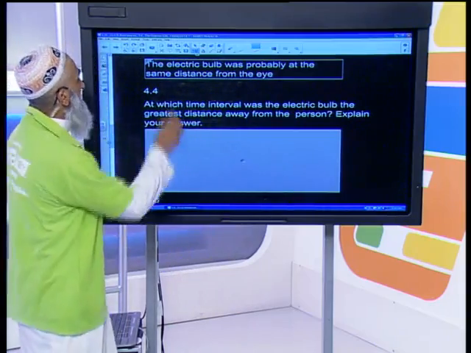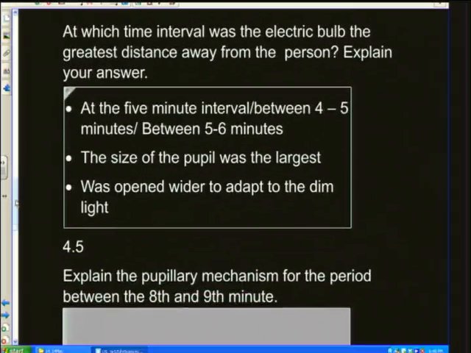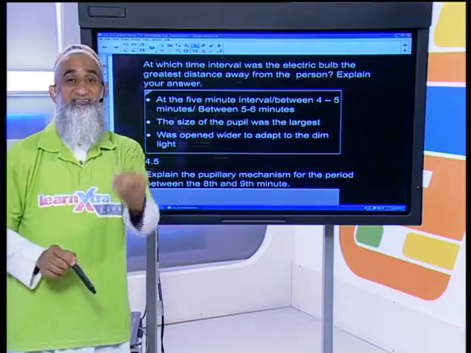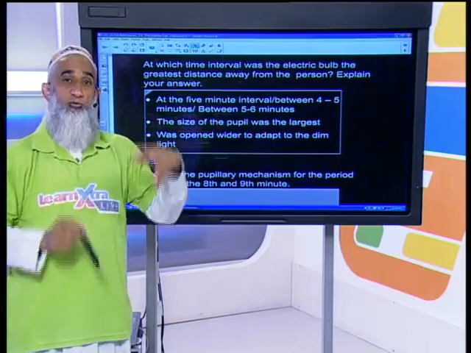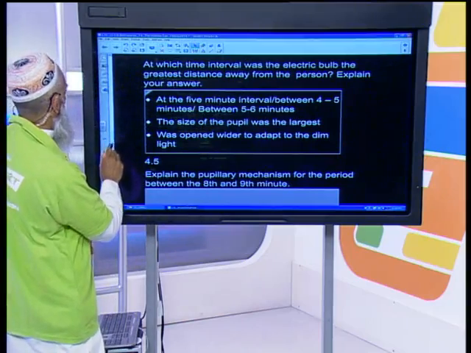Now here, the thing was, and here, let's open it up. At 5, obviously was the one, or between 5 and 6, the size of the pupil was the largest. The further away the bulb was, the less light there was. Therefore, the pupil will dilate more there. That's why that's the correct answer. Okay.